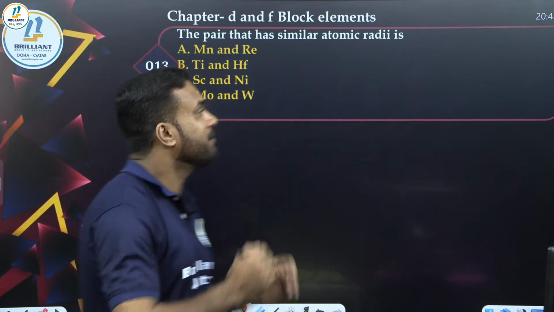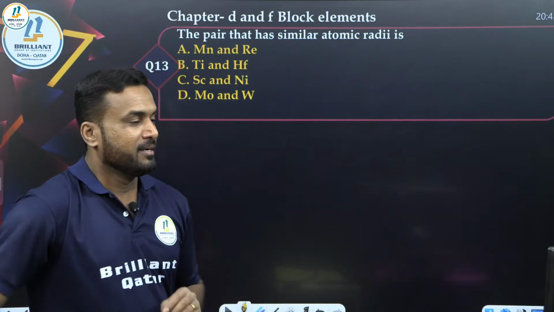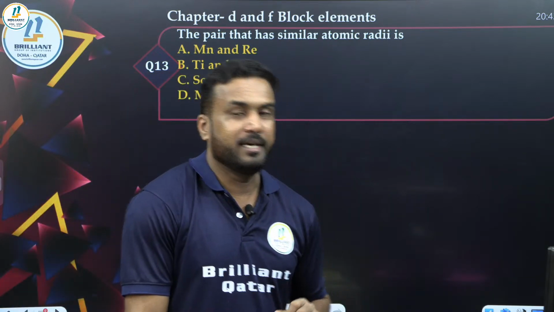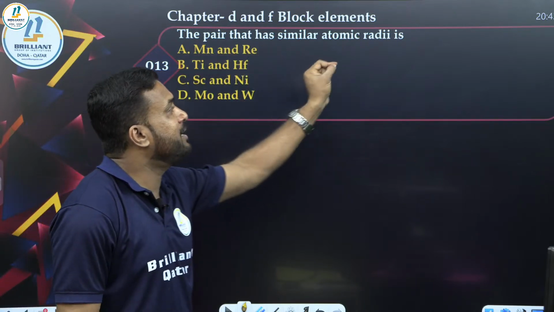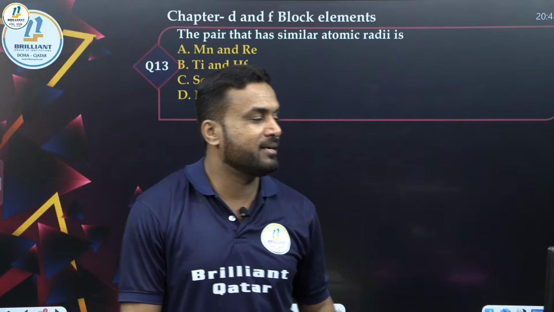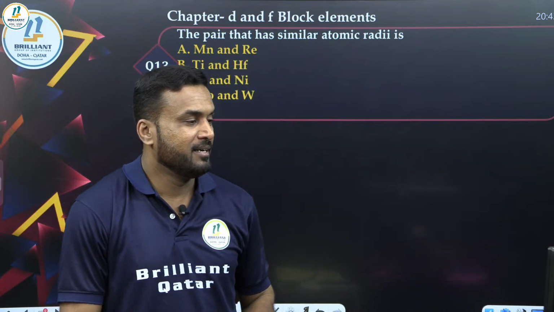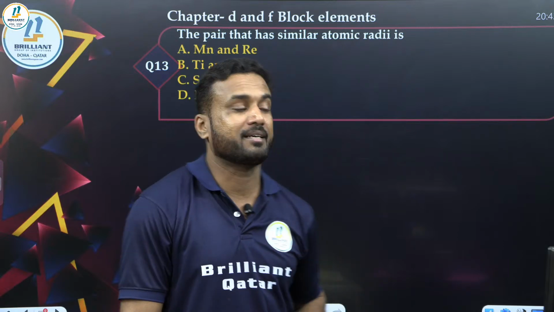Okay, from D and F, let's see, we will do the question. Question number 13. Read the question: the pair that has similar atomic radii. The pair that has similar atomic radii, which is the correct answer?